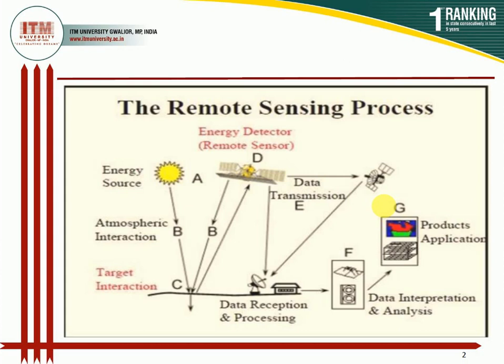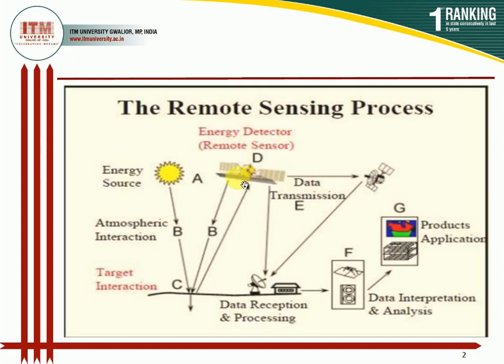In the remote sensing process, there are two types of energy source. One is the natural one, and the second one is the artificial one. The electromagnetic radiation enters the surface, gets incident on a particular object, is reflected back from the surface of that object, and is captured by the satellite which revolves around the earth's orbit.